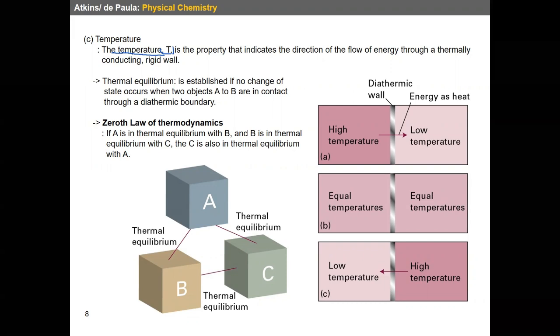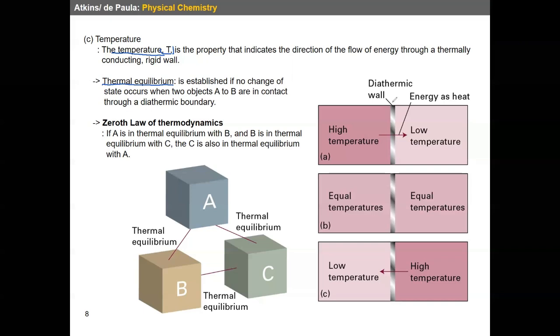So that's why temperature is one of the important points for the physical chemistry system. So what is thermal equilibrium? This is one of the important points. Thermal equilibrium is established if no change of state occurs when two objects A and B are in contact through a thermic boundary. So what is the thermic boundary?